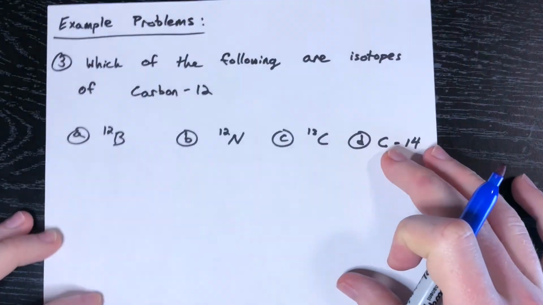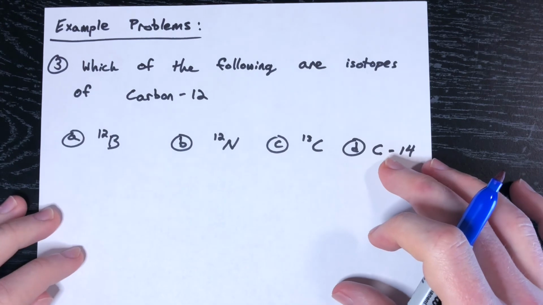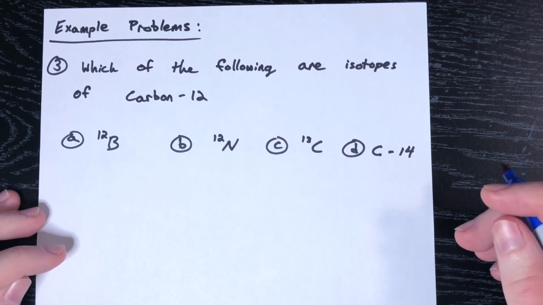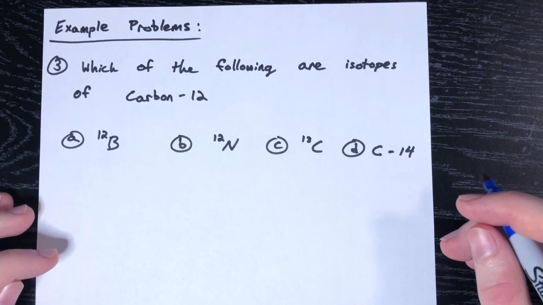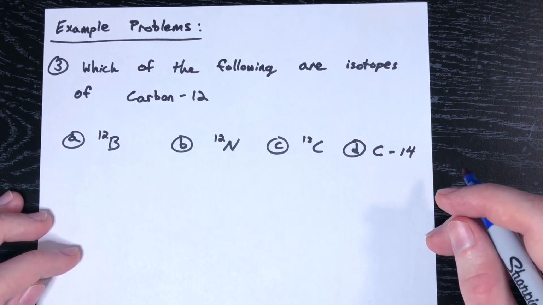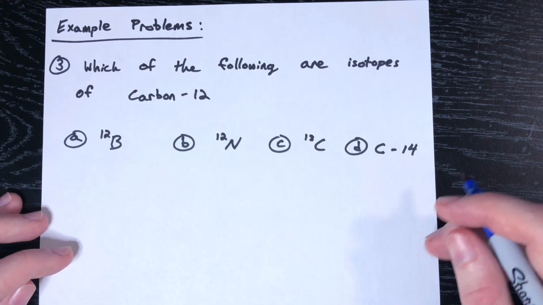Okay, now the last example is talking about isotopes. Remember, isotopes are the same element, but they have a different number of neutrons. So this will change the mass number, and the identity of the element will not change.